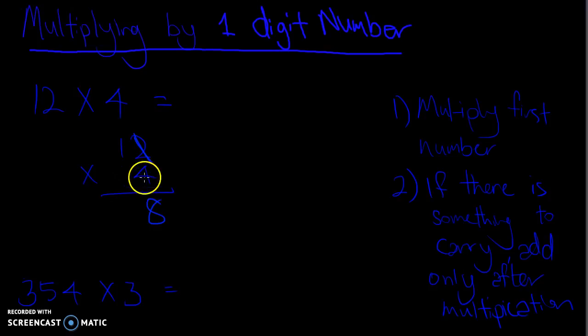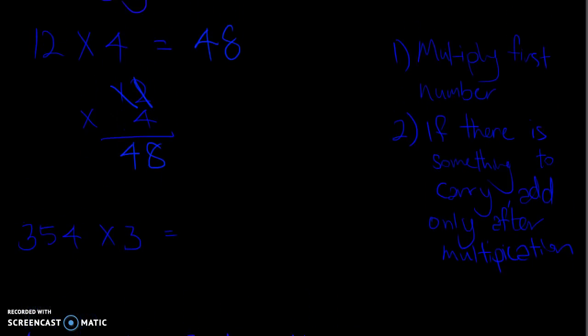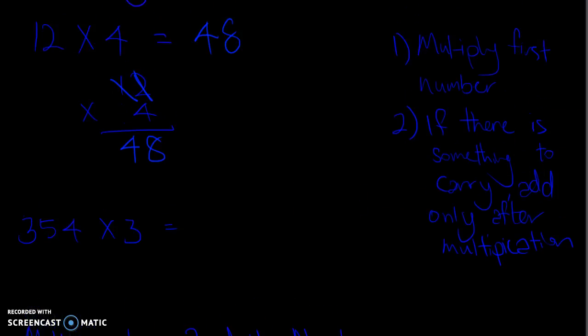Now, I take 4 multiplied by 1 to give me 4. Right, and this I'm done. Okay, 2 numbers I'm done. So my answer is actually 48. Okay, very simple, very clear cut. Now we move on to the next one. Let's say I have this example, 354 multiplied by 3. Although there are more numbers, the way to solve it is actually the same, and it's very simple.